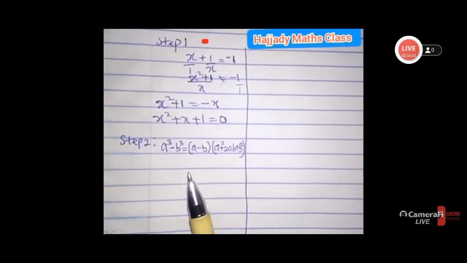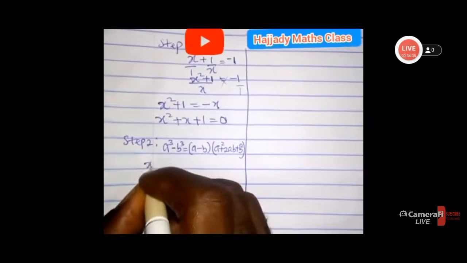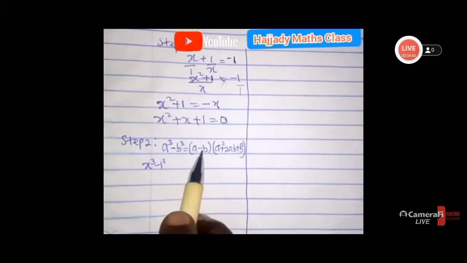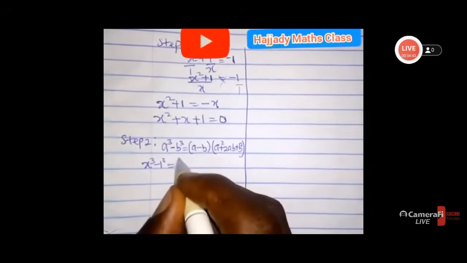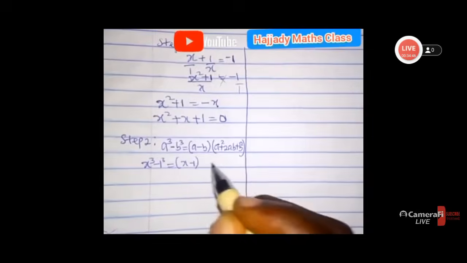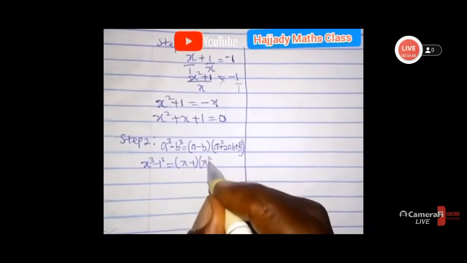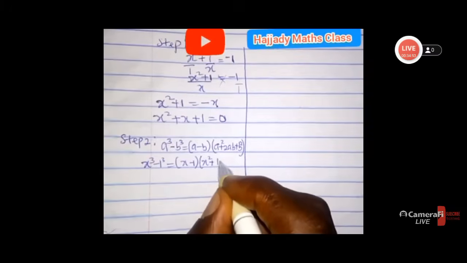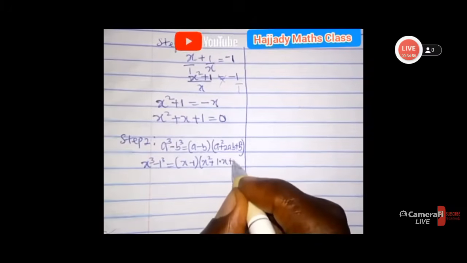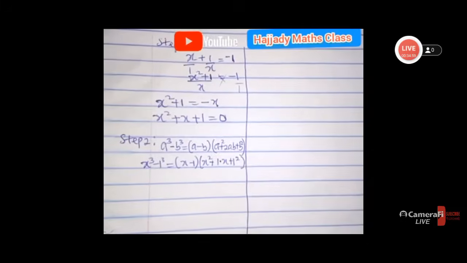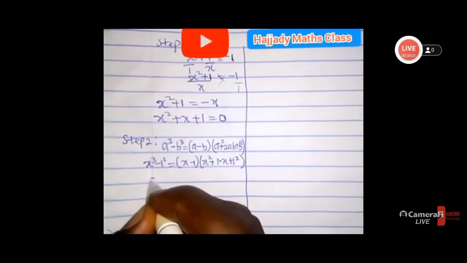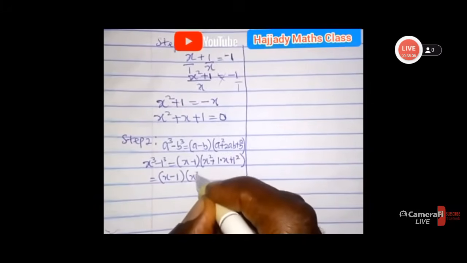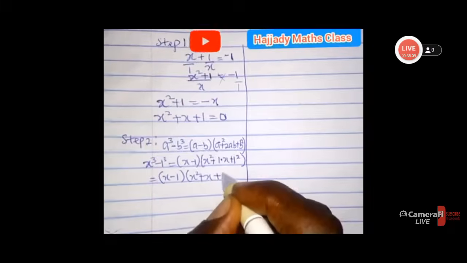So now using this equation, given that we have x cubed minus 1 cubed, comparing it with this, we are going to have what? x minus 1 times (x squared plus 1 times x plus 1 squared). Okay, so that means this can be written more explicitly as (x minus 1)(x squared plus x plus 1).